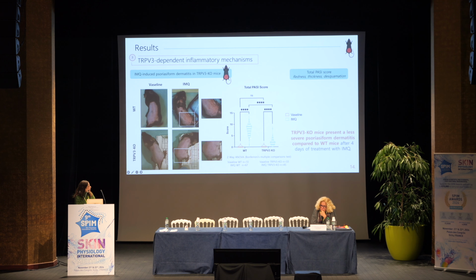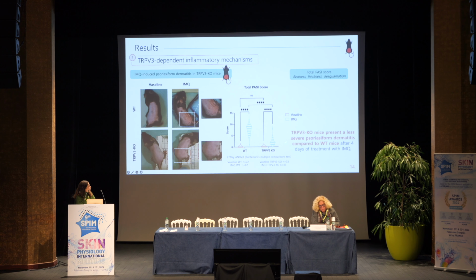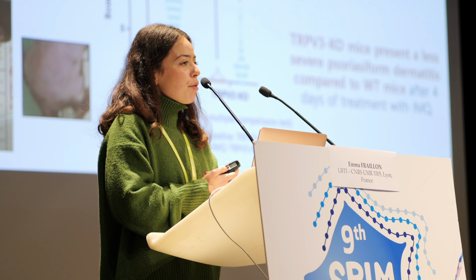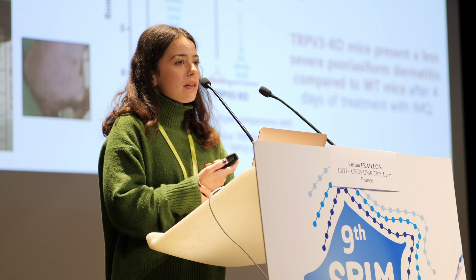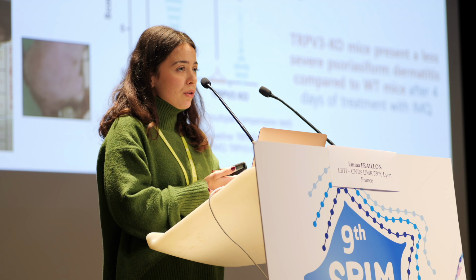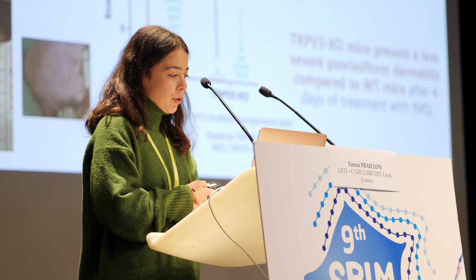You can see that both wild-type and TRPV3 KO mice present an increased PASI score following imiquimod treatments compared to vehicle treatments, suggesting that both genotypes develop a psoriasiform dermatitis following imiquimod applications. However, the PASI score for the TRPV3 KO mice was significantly reduced compared to wild-type mice, suggesting that TRPV3 could positively regulate the severity of the imiquimod-induced psoriasis in this model.